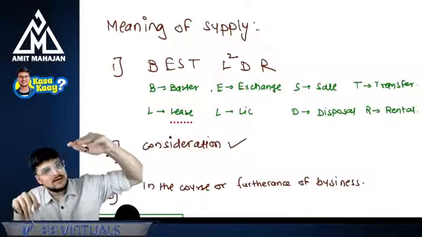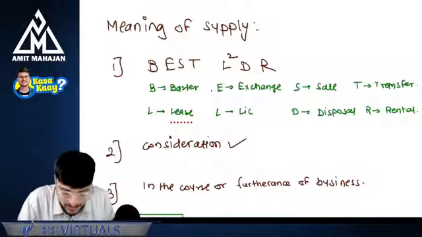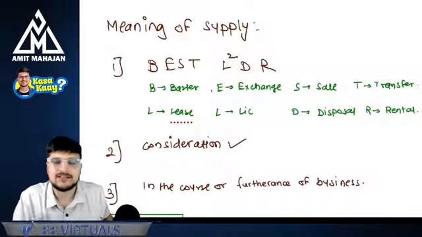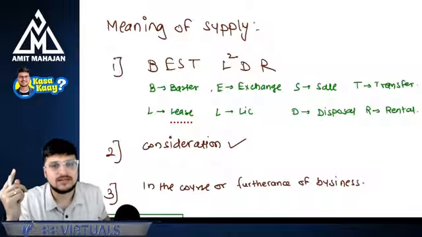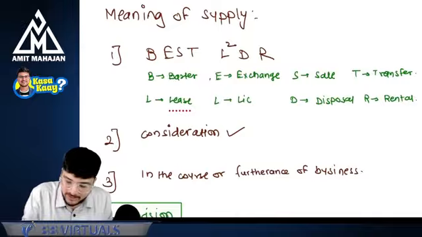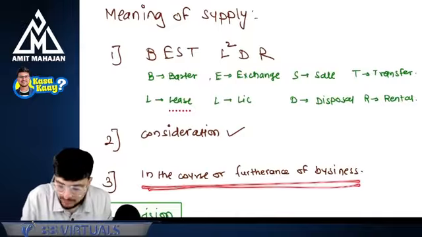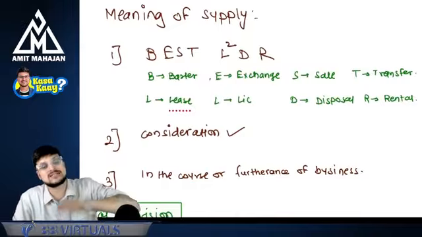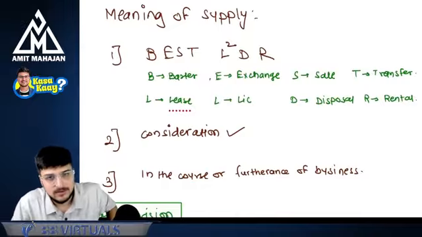If it is a sale, lease, or rent, the second point is there has to be some kind of consideration. And the third point is it should be in the course or furtherance of business. I should be having a business of selling that particular thing.